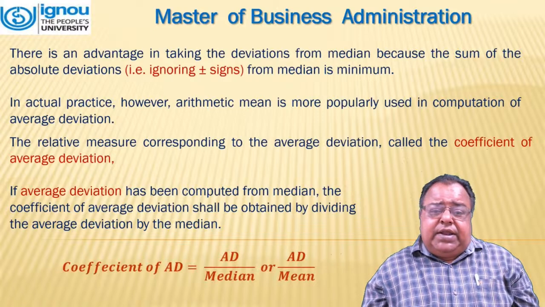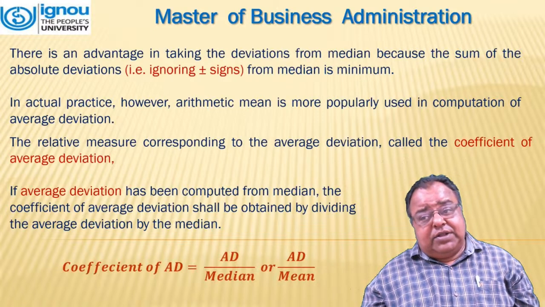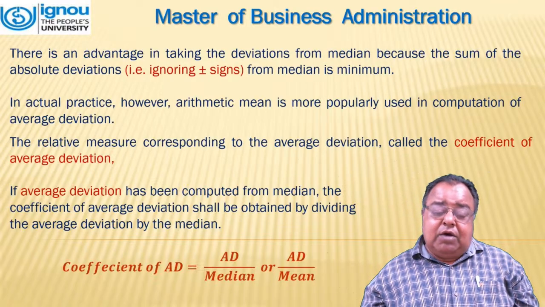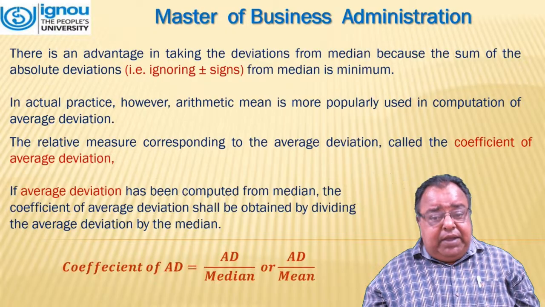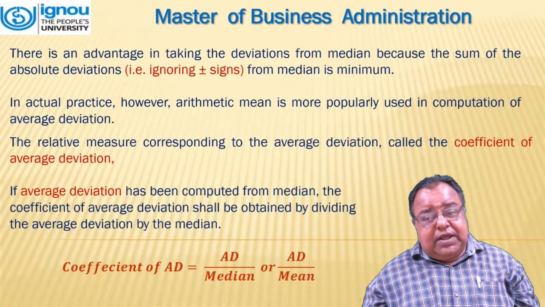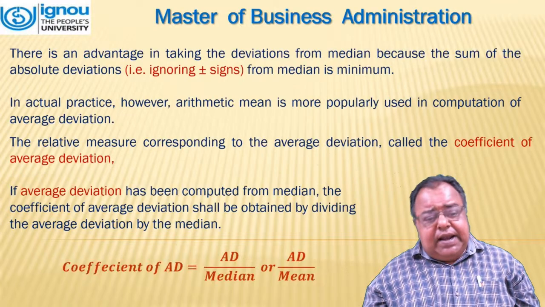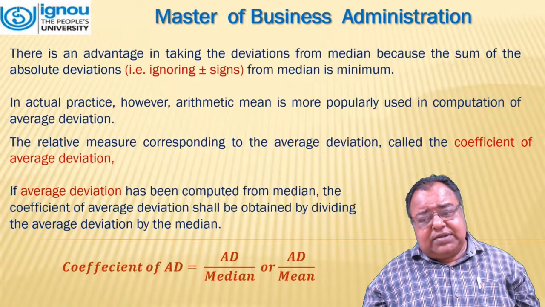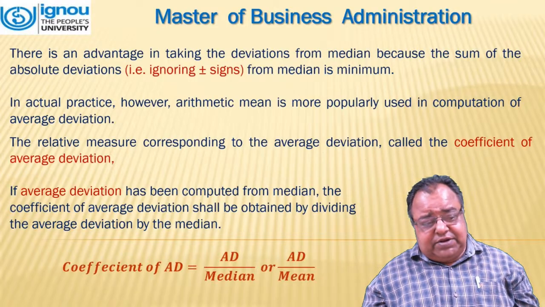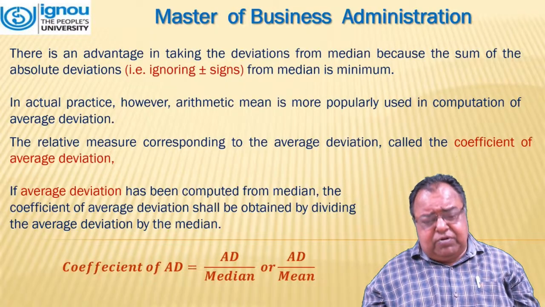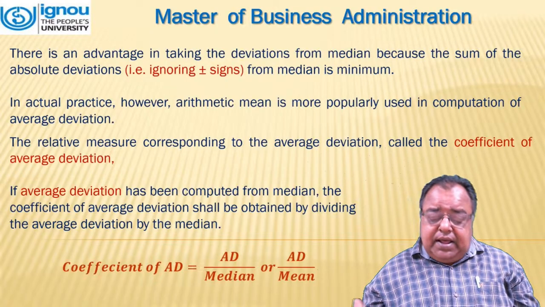There is an advantage in taking the deviations from median because the sum of the absolute deviation from median is minimum. In actual practice, however, arithmetic mean is more popularly used in computation of the average deviation. The relative measure corresponding to the average deviation is called the coefficient of average deviation. Average deviation can be computed from median.